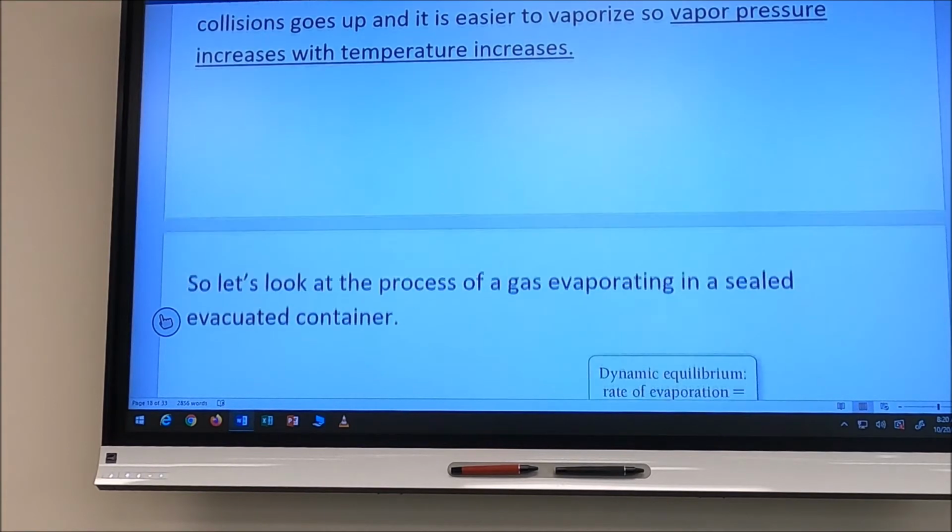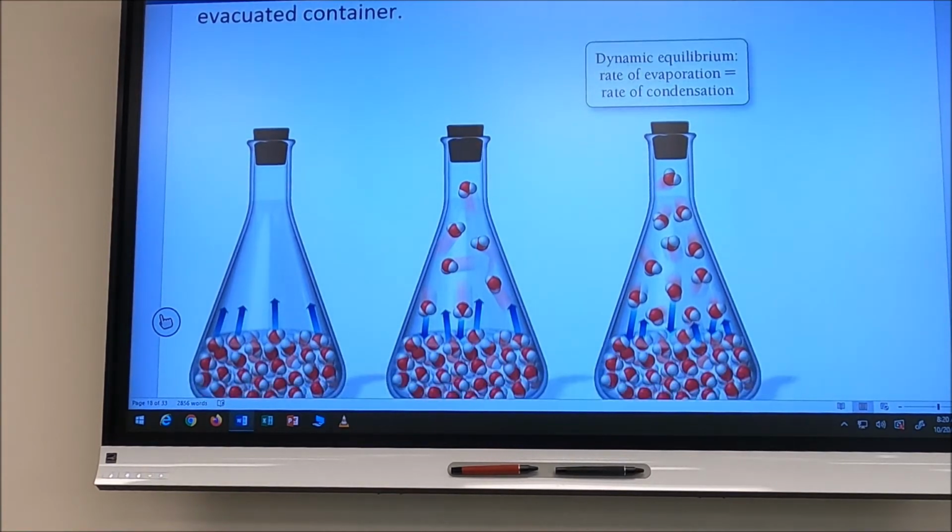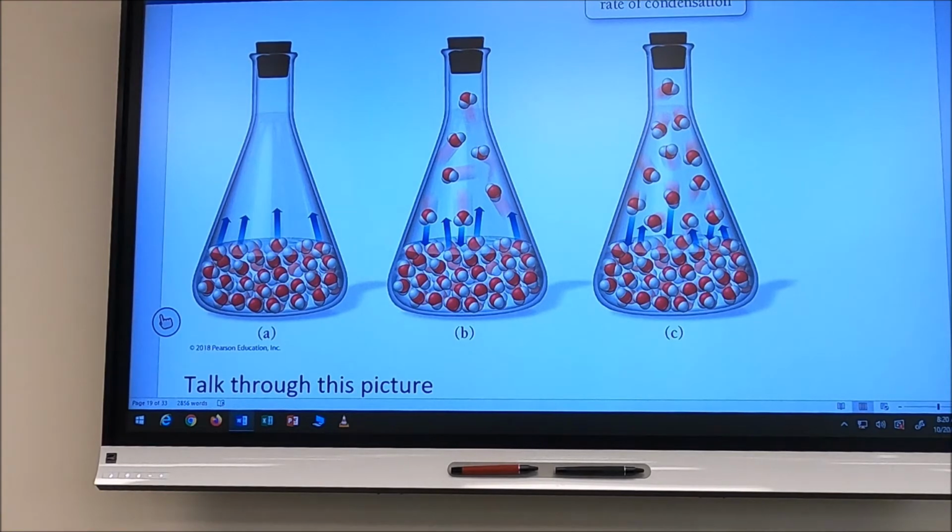Now, in picture A here, I have all liquid, nothing's in the gas phase, and we see wholesale evaporation. In picture B, I have 3 particles leaving into the gas phase and 2 particles joining the liquid. I've got some in the gas phase now, but I'm still not at that dynamic equilibrium. In C, we've got a dynamic equilibrium. 3 particles evaporate out of the liquid, 3 particles condense out of the gas.